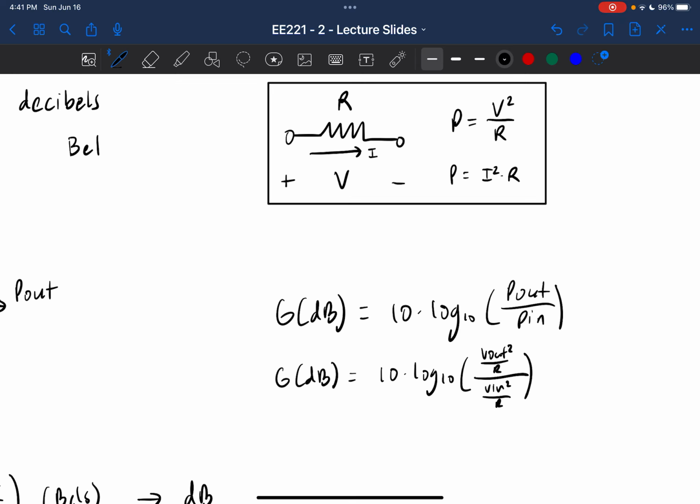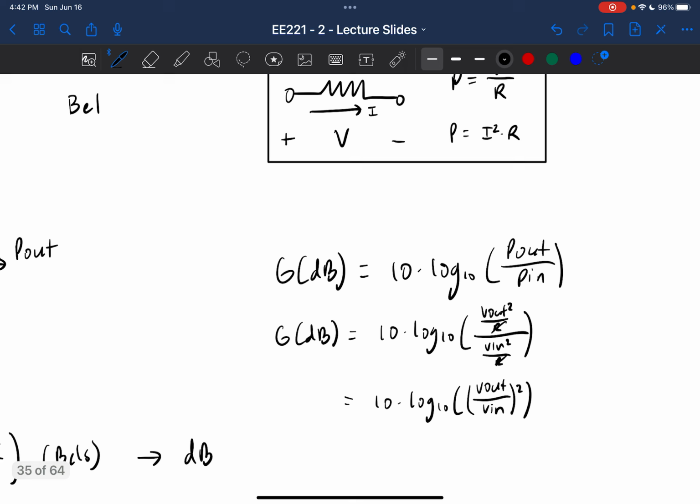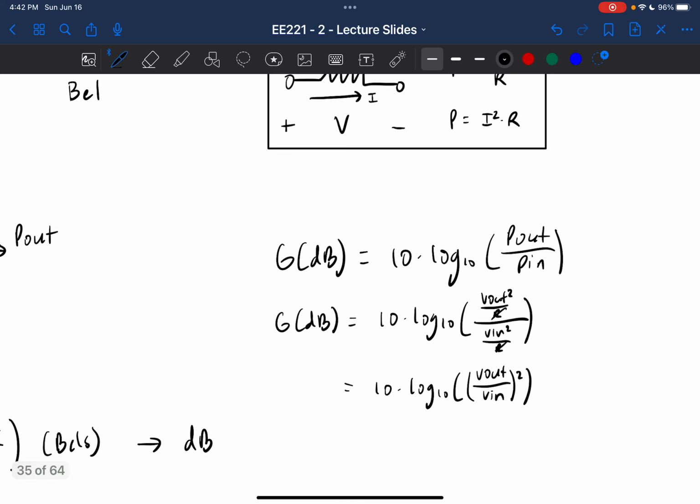Okay, well, my R's are going to cancel here, so I'd be left with 10 times the log base 10 of V out squared over V in squared, but I could just square the whole thing at that point, just like this. And if I remember, right, this is my gain in dBs.